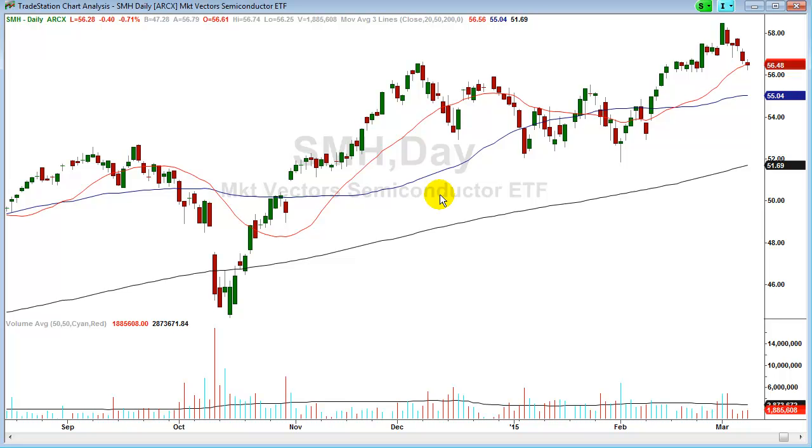Usually when the semiconductors are weak, it's a sign that the underpinnings of the market are weak, or the semis are weak relative to the broader market. Therefore, it's an indicator the broader market is weak overall.